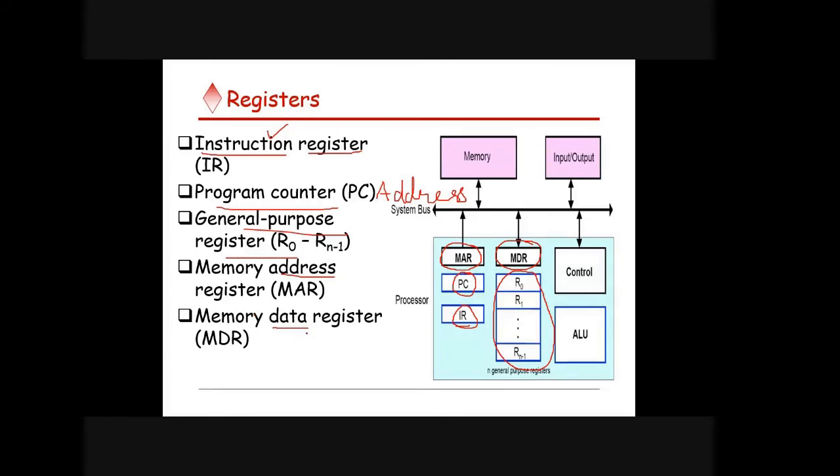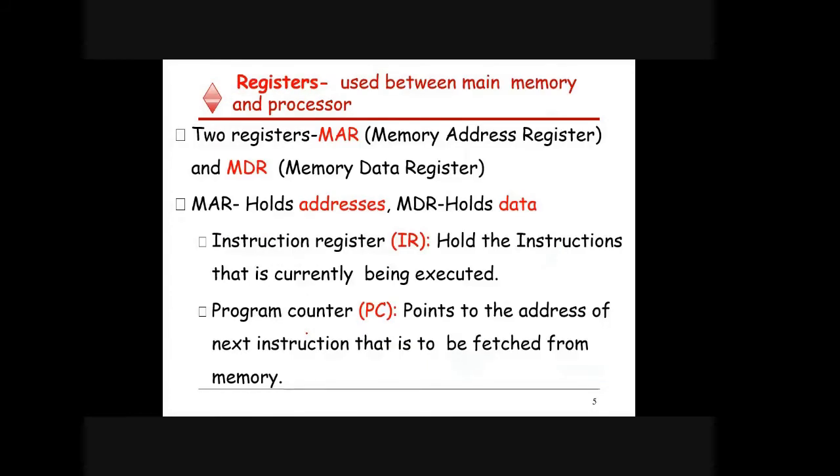So these are the registers present inside the processor, and I told you the purpose of these registers. If whoever did not listen to the session, please listen now at least. Two registers will be there. One is called MAR, the memory address register, and the other is the memory data register. The memory address register keeps the address and the memory data register keeps the data. So MAR holds the address and MDR holds the data.